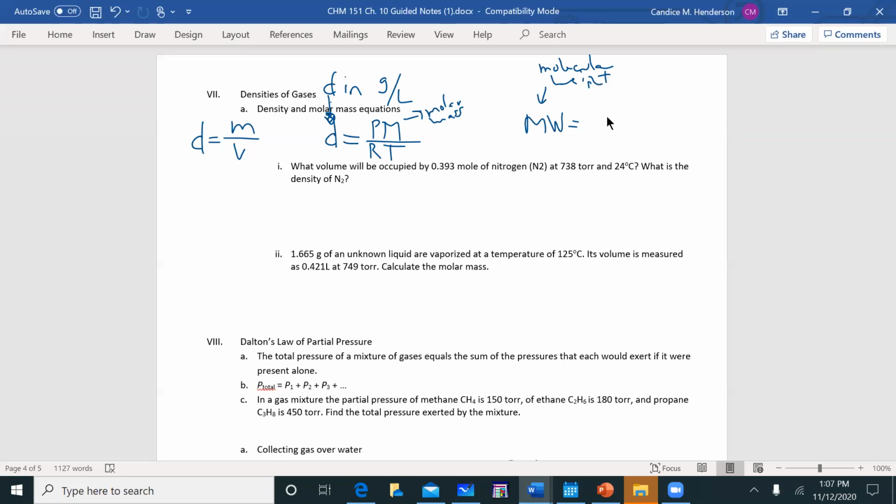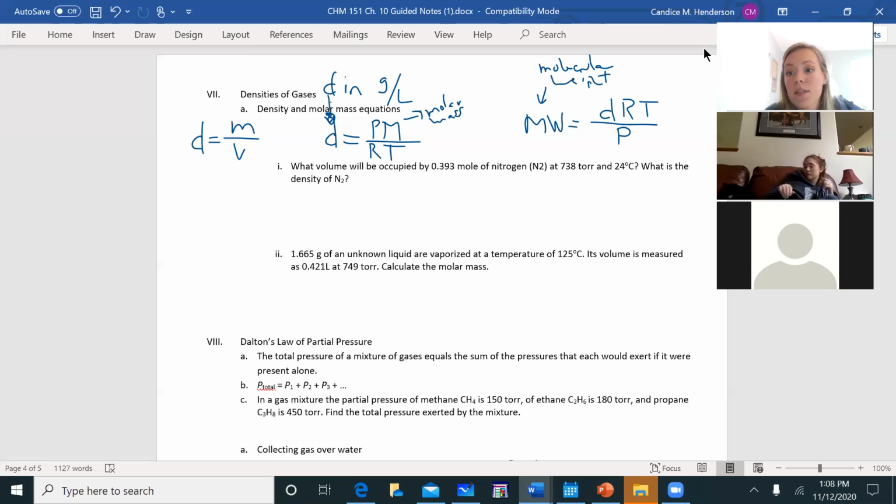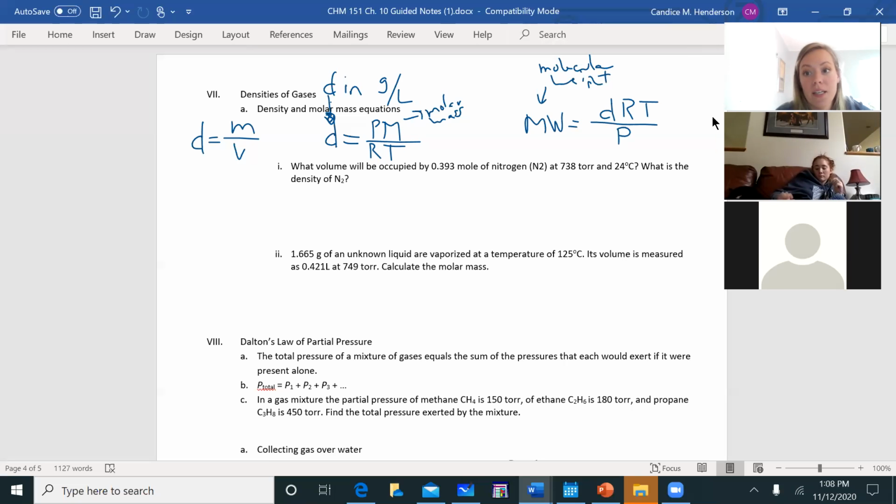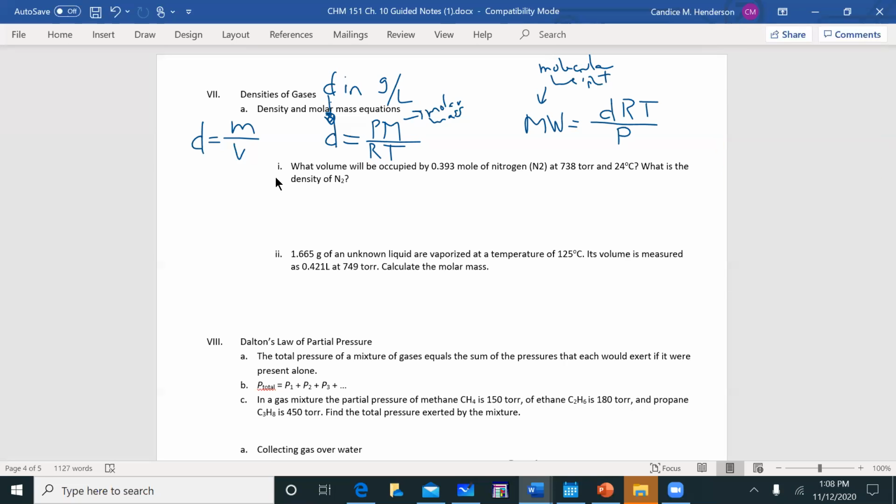Molecular weight is going to equal the density of the gas times this R value times temperature, all over pressure. Neither of these work for solids or liquids, okay? Everything here is only going to work for our gases. So let's try this one here.